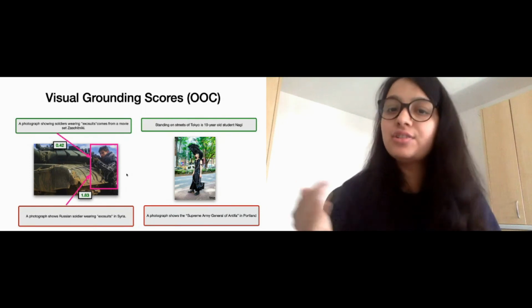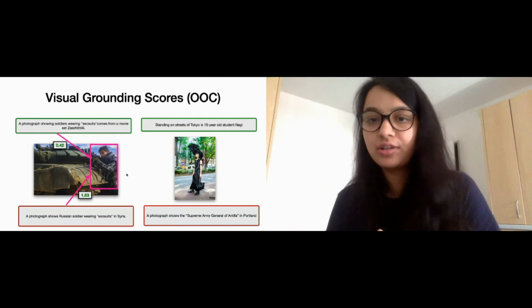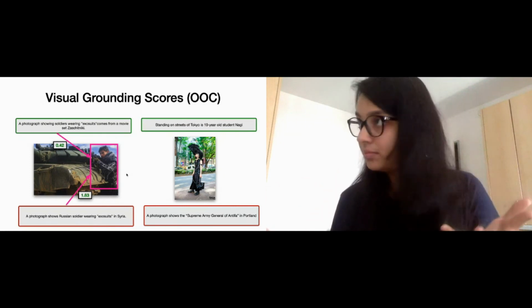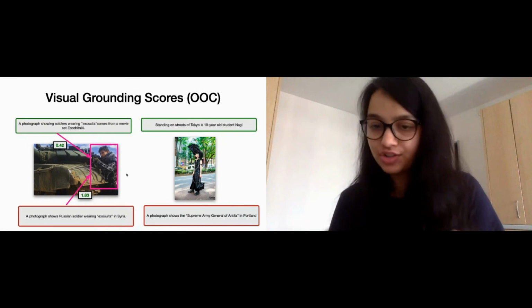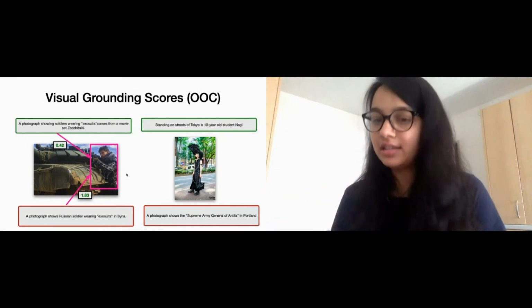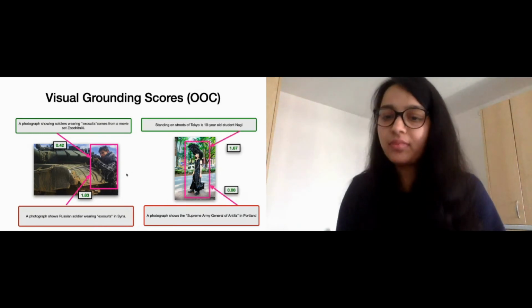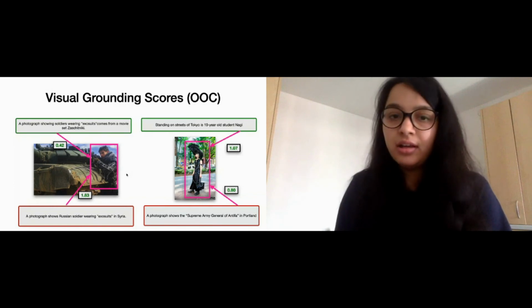And on the right, you see a person standing on the streets, and this is in reality an image from Tokyo. And at the bottom, you see this image was shared falsely, saying that the image shows a Supreme Army General of Antifa in Portland. And both of them identify with this person.